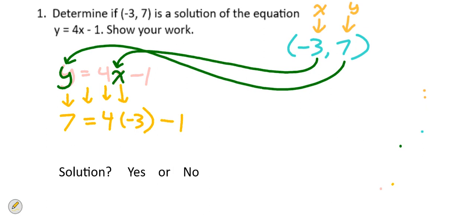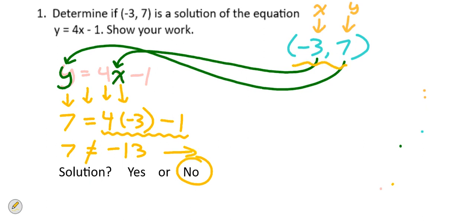And so what we're going to do is pick up our calculator and put this part in exactly as we see it, right? And so when you do that, we still have the 7, we still have the equal. We're going to end up with what? Negative 12 minus 1. You should end up with a negative 13. And we're like, what? 7 equals negative 13? All right, is that true? Does 7 equal negative 13? No, it doesn't equal. So that means that no, this point does not work.